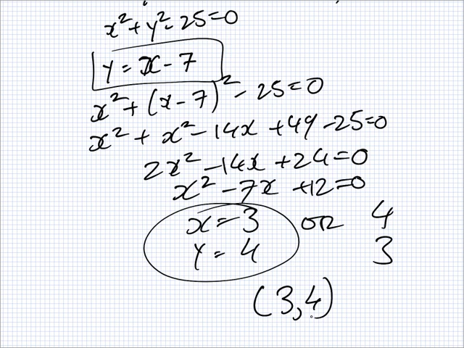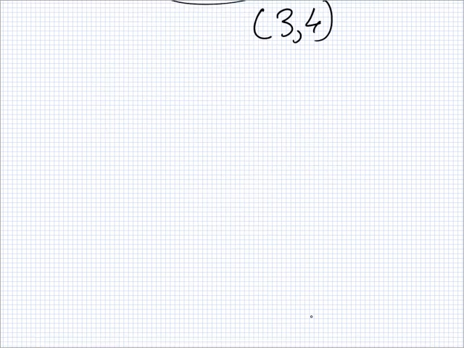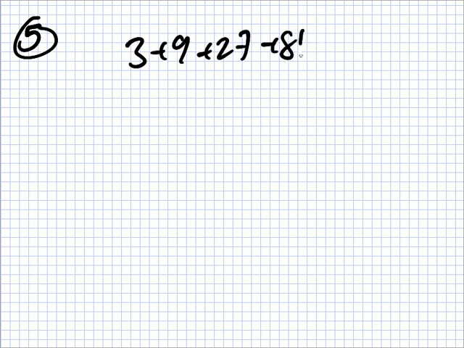What is the sum of the first 10 powers of 3? So that's 3, 9, 27, 81, and so on. Okay. Can I scroll down? Okay, so this is number 5 for me. I wanted 3 plus 9 plus 27 plus 81, and there were 10 of these numbers.